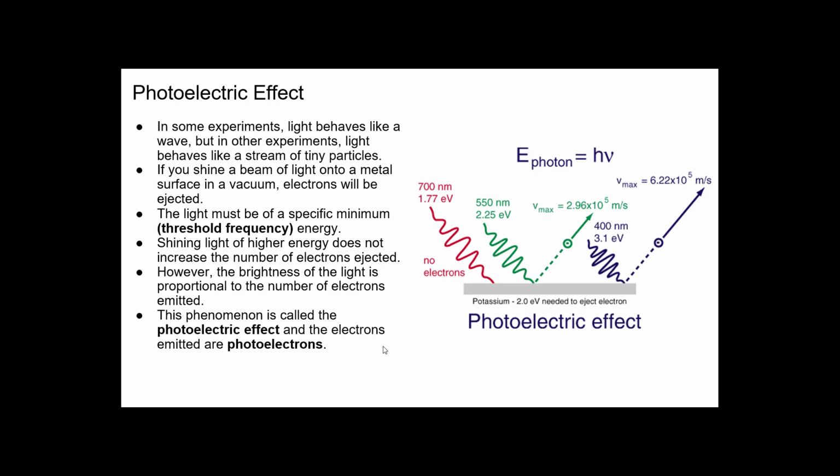However, if the light is brighter, then the brightness of light is proportional to the number of electrons emitted. If you decrease it, then the number of electrons also decreases with it, as long as that energy value stays the same. This phenomenon is called the photoelectric effect, and the electrons emitted are photoelectrons. So let me explain this. Here is that fun equation that we just learned, and this is for one photon.